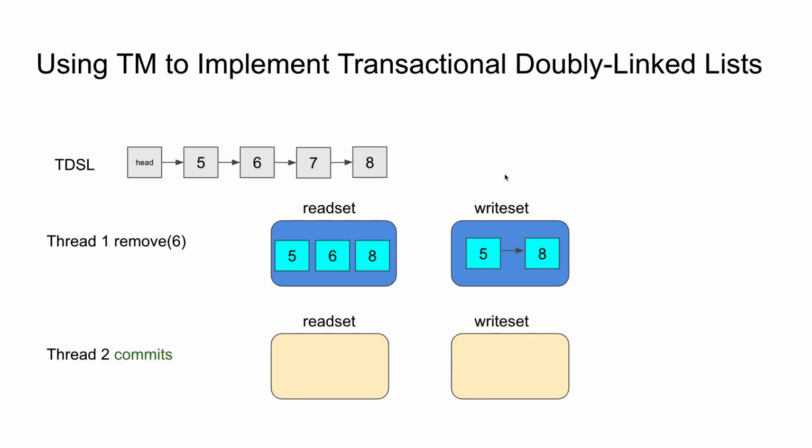Suppose that thread 2 commits first. Now 7 is in the list. That in turn means that the sequence 5 points to 6 points to 8 is no longer valid. When thread 1 tries to commit, it sees that 6's successor changed, and therefore it cannot remove 6, because it would be invalid to make 5 point to 8.